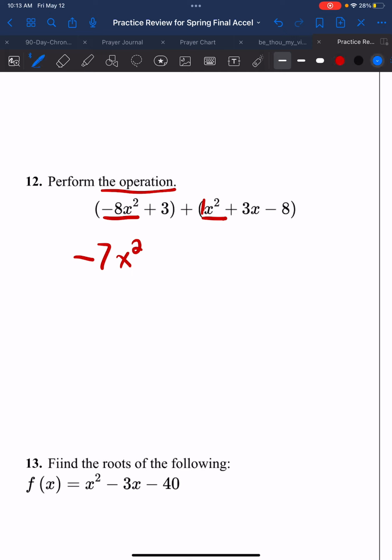I'm going to switch my color here. What would come next is x, and right here I don't have any x's. So I've just got this x right here. So I'm just going to write it down. So plus 3x. And then in black here, I've got a 3 plus -8, which is going to give me -5.